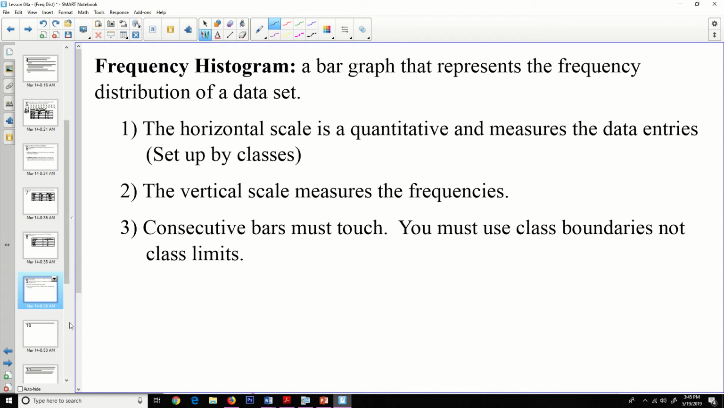All right, moving on. A frequency histogram is a bar graph that represents the frequency distribution of a data set. The horizontal scale is quantitative and measures the data entries set up by class. The vertical scale measures the frequencies. Consecutive bars must touch. You must use the class boundaries, not the class limits. All right. So let's set that up right here.